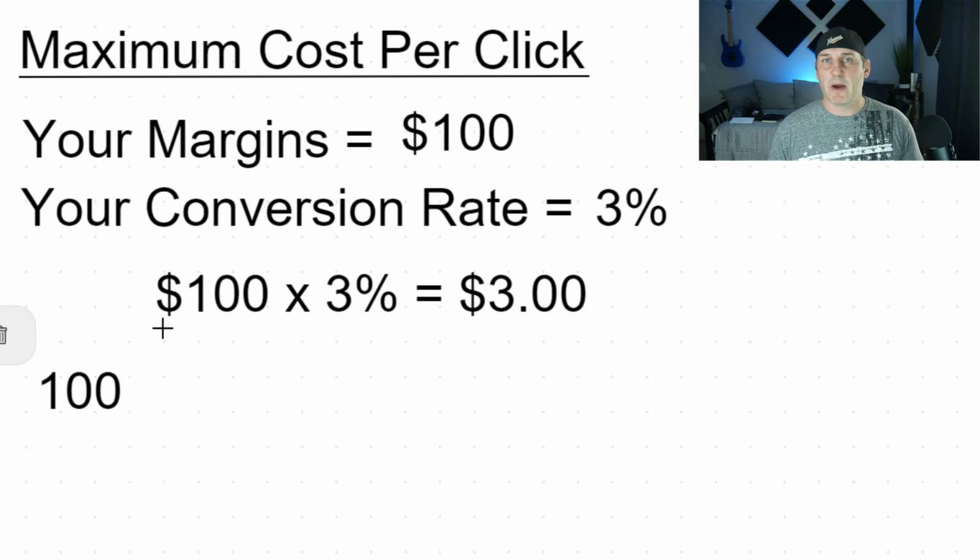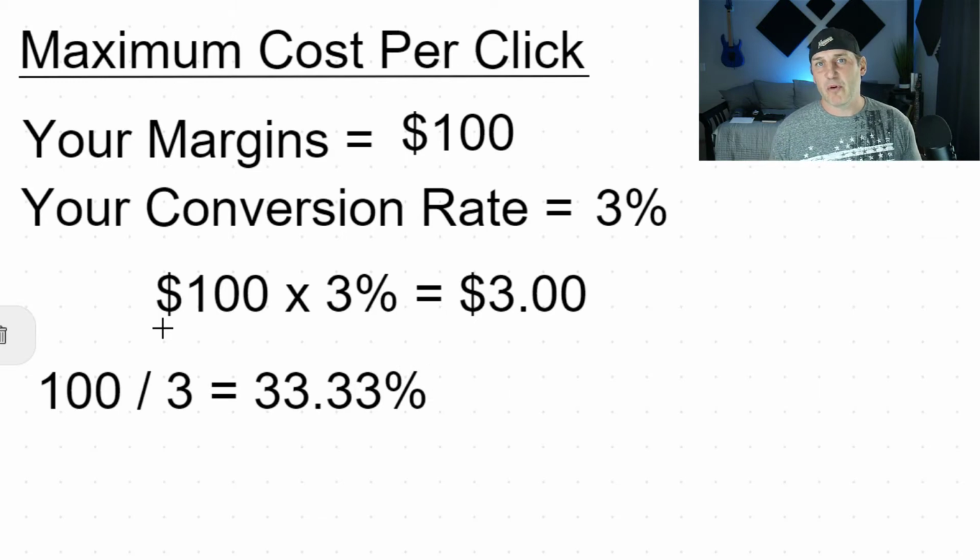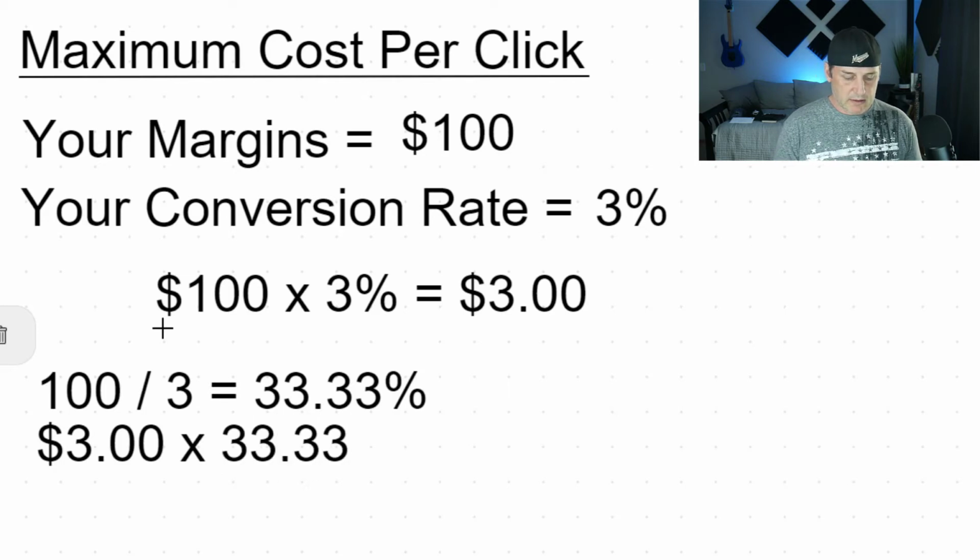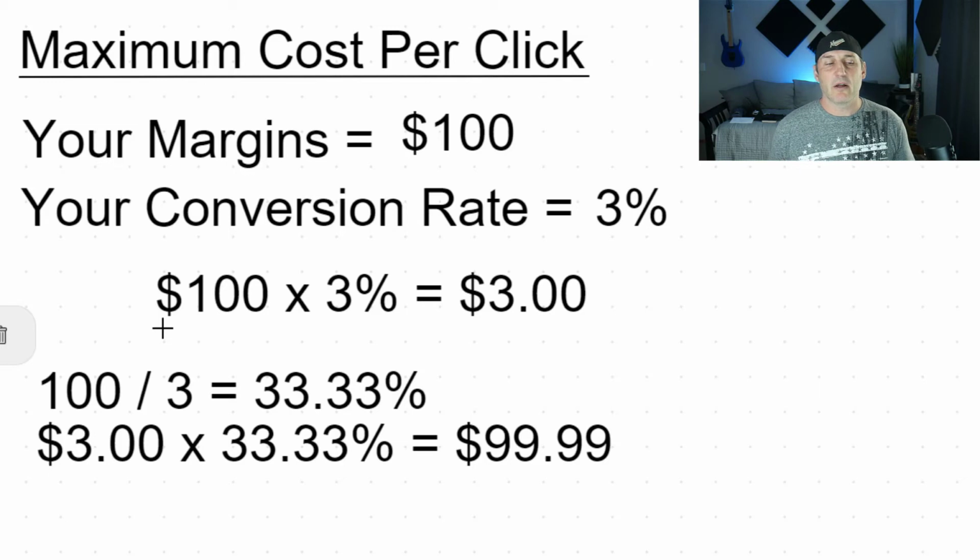So how do we know that that's the right number? Because if we have 100 customers coming to our website and 3% of them are converting, we could take 100 divided by 3, that ends up equaling 33.3. So what that means is 1 out of every 33 people that get to our website will actually convert. So if we take our maximum cost per click of $3 and multiply that by 33.33, that ends up being $99.99, right under our $100 margin.